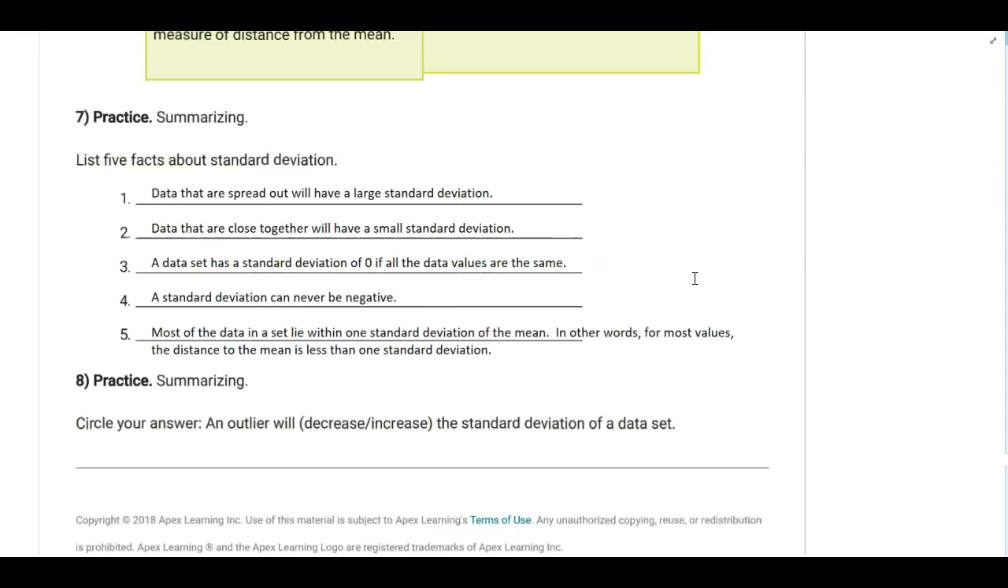there's a few things that you need to know about standard deviation. All right, and let's look at them here. So, 1, the standard deviation says that data that are spread out will have a large standard deviation. So if you have a big range, your standard deviation will be large. Data that are close together will have a small standard deviation. Okay? So a data set has a standard deviation of 0 if all the data values are the same. A standard deviation can never be negative because it represents distance, and most of the data in a set lie within 1 standard deviation of the mean. In other words, for most values, the distance to the mean is less than 1 standard deviation. Okay?